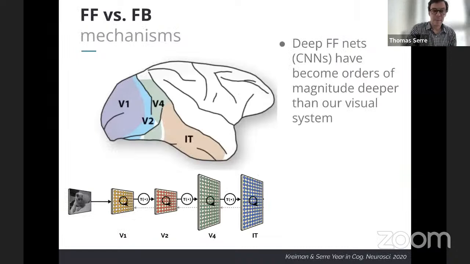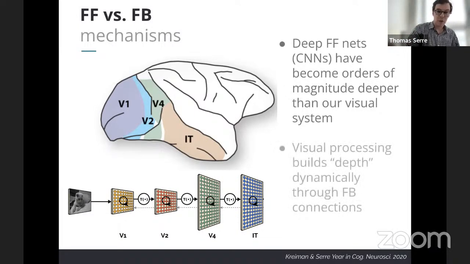So just to give you a brief summary of what I've tried to tell you so far, we know that we have very successful deep feed-forward neural networks, CNNs, that are solving tasks that we thought would be very hard for any kind of engineered system to solve, visual tasks, that is, but they have become orders of magnitude deeper than our own visual system. As I mentioned earlier, when we look at the number of processing stages in our visual system, we're probably close to half a dozen, maybe up to a dozen processing stages.